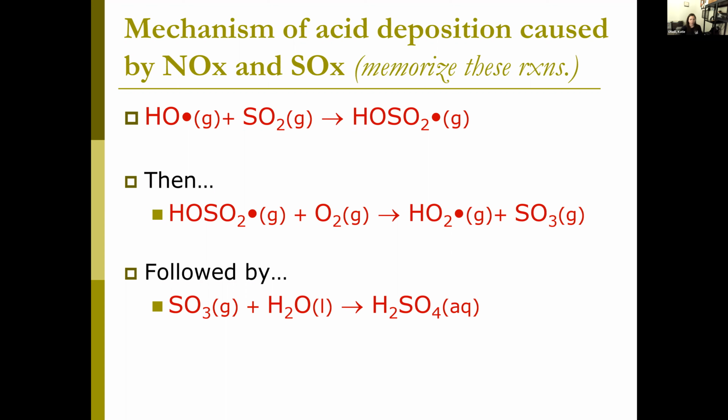And this is the last of the reactions. I know there's quite a few of them. Next, we're just going to look at some of the harm that acid deposition causes.